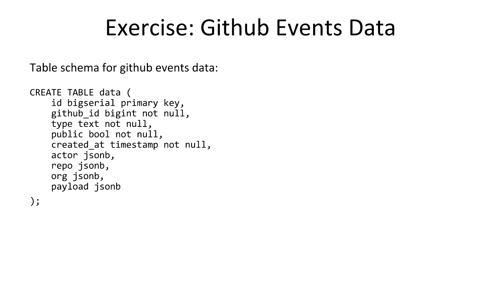There's some primary key, some GitHub ID, type, that's the push event or watch event. Public, I suppose this is always true because it's only public data. Created at is when the event happened. Actor is a JSON object which describes the user. Repo is a JSON object that describes the repository. Org describes the organization. And then payload describes the event.